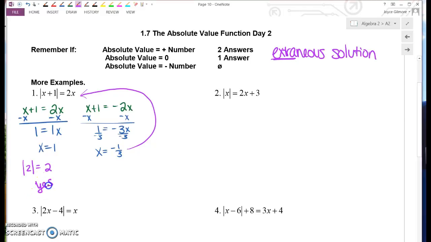So I plugged 1 into this equation, the absolute value of x plus 1 equals 2x, and it gave me the absolute value of 2 equals 2, which is a true statement. So x equals 1 is a solution.